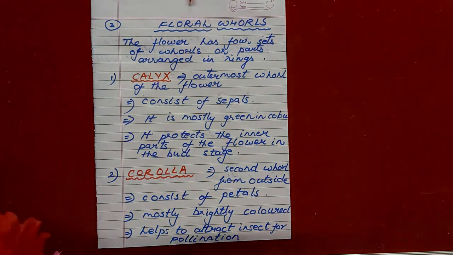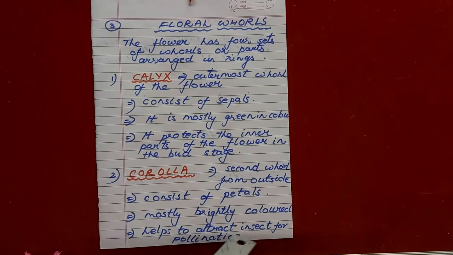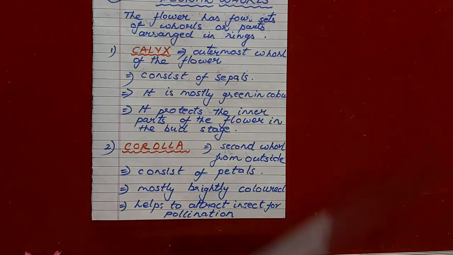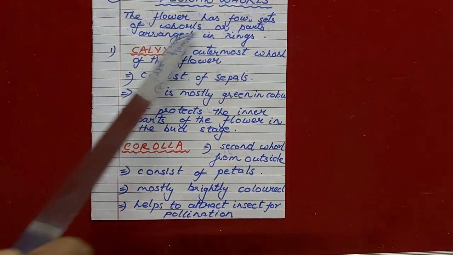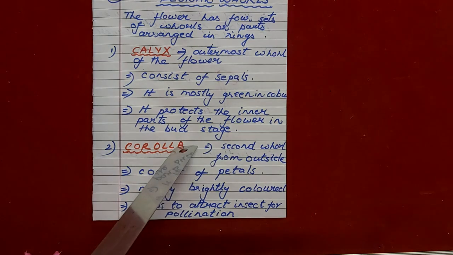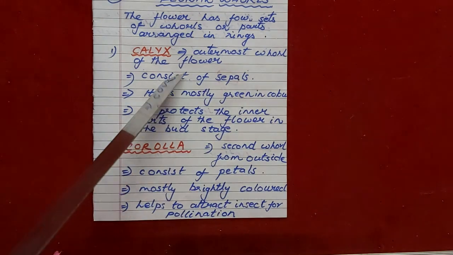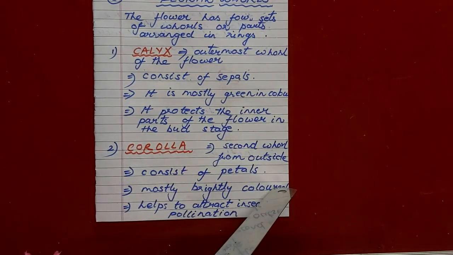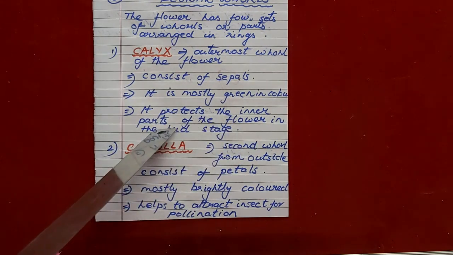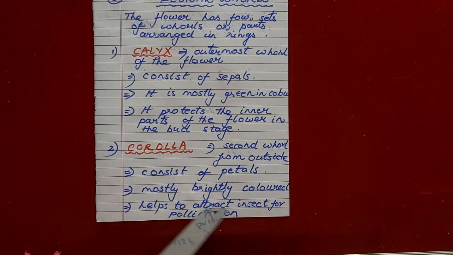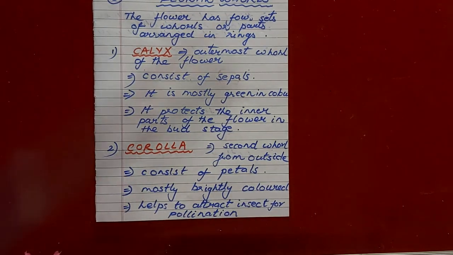Corolla is mostly brightly colored. What is the main function of this corolla? It helps to attract insects for pollination. So I think these two parts must be clear to you. Calyx is the outermost whorl of the flower; corolla is the second whorl from outside. It consists of sepals; it consists of petals. It is mostly green in color; it is mostly brightly colored. The function of the calyx is to protect the inner parts of the flower in the bud stage, and the function of the corolla is to attract insects for pollination.